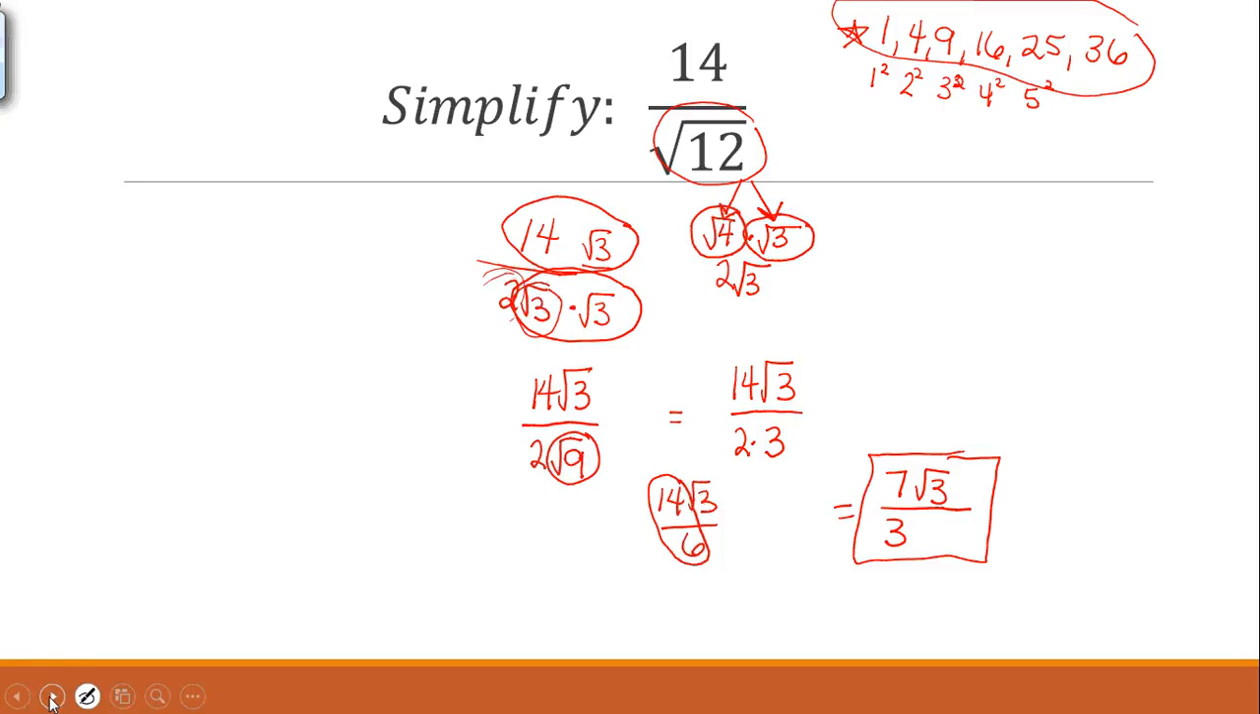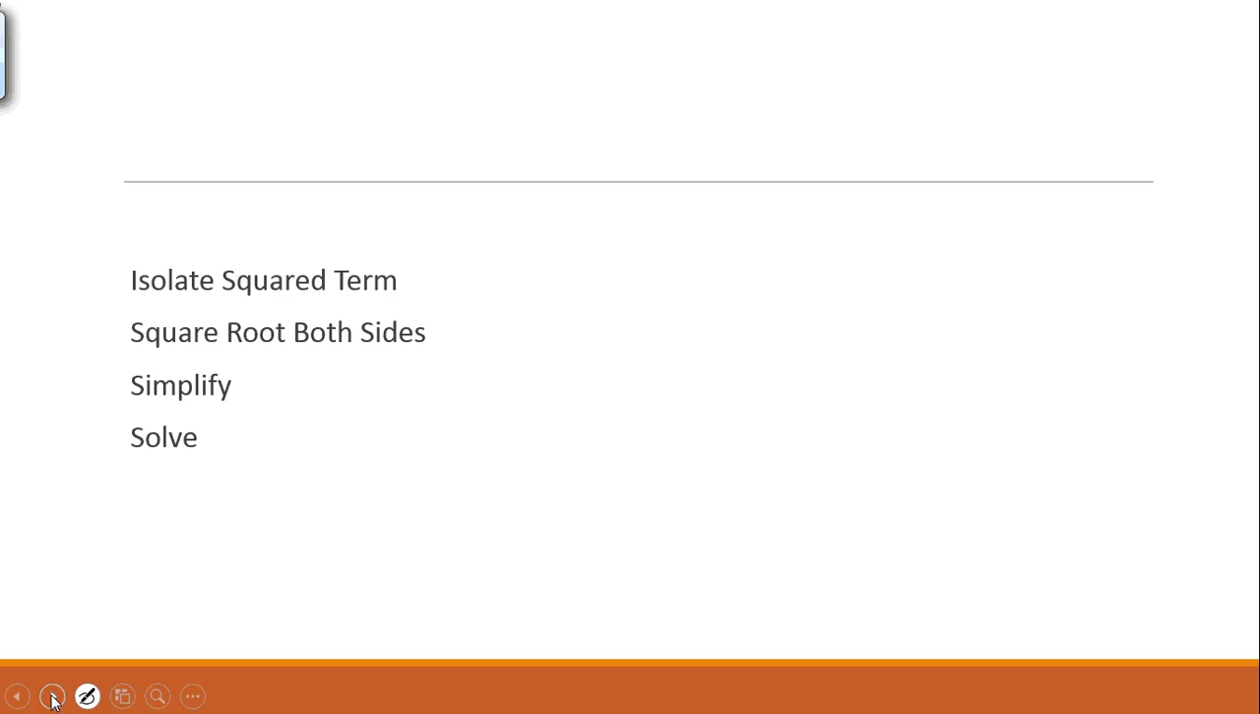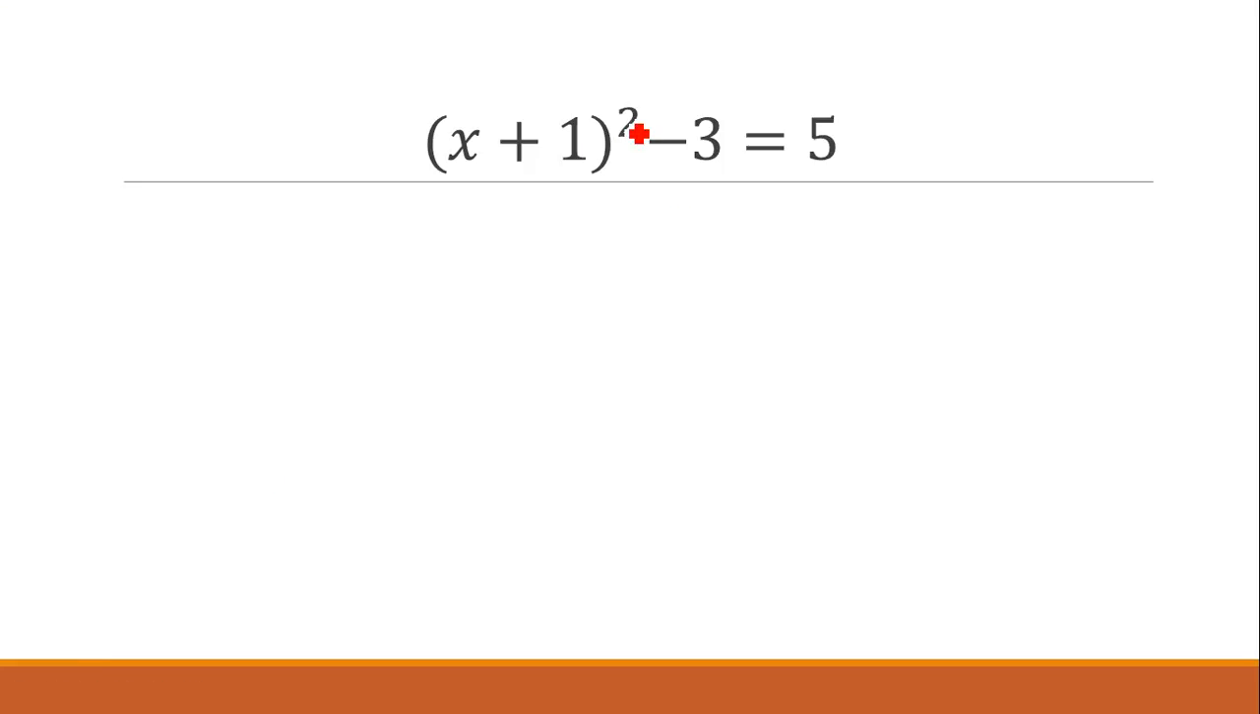So we're going to need to be able to deal with some square roots because we're going to solve using square roots. Remember, we need to isolate the squared term, square root both sides, simplify, and solve. Let's take a look at this one example here. In order to solve for x, I would first add the 3 over. So I'd have x plus 1, all being squared, equals 8. Now I need to isolate that x, but I have to get rid of that squared. I have to do the opposite, which is square root.